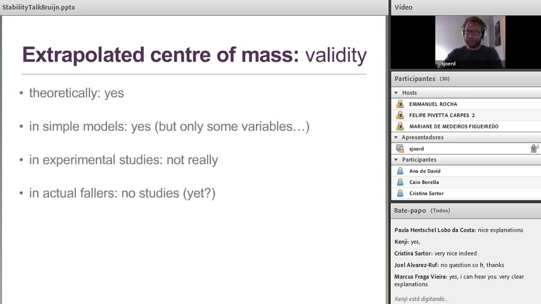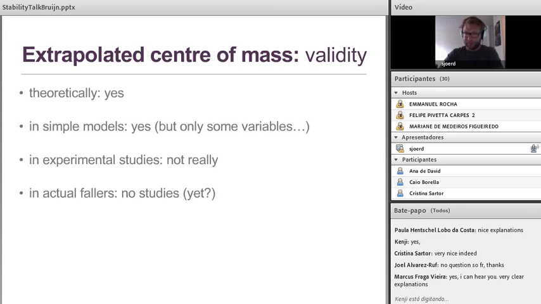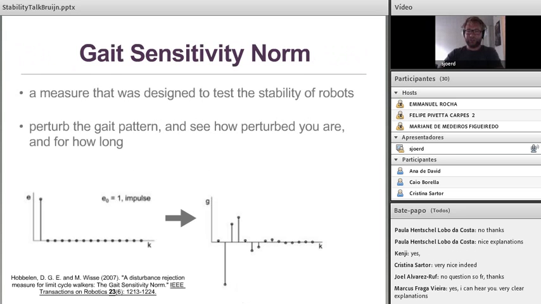So we're going to continue then to the last measure which I want to tell you about, which is a measure which you can use for perturbed gait. So this is actually giving subjects perturbation. The gait sensitivity norm. This is a measure that was designed to test the stability of robots. It was designed by Daan Hobbelen and Martijn Wisse in Delft. And they had some stability measures in robots, but they found that they didn't work. So they were looking for something more simple, although if you look at the papers, not really.